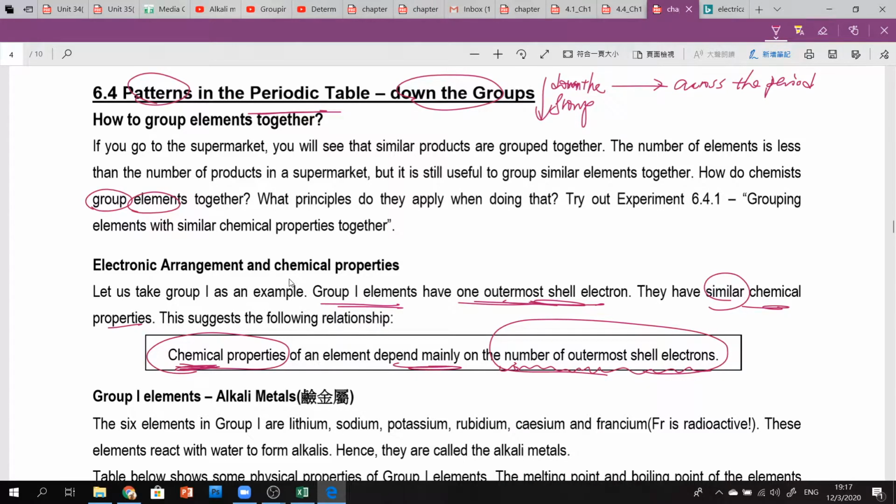So today, in this video, we would like to talk about group 1 and group 2, mainly main group metals, to see how similar their chemical properties are, and also some comparison of the physical properties.